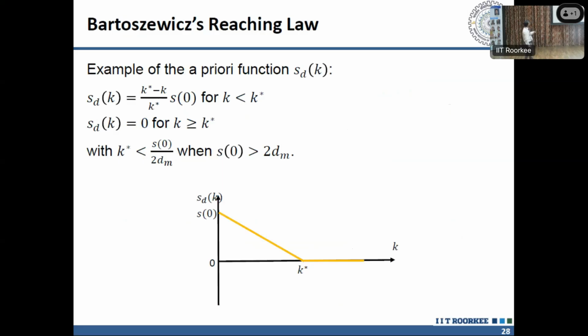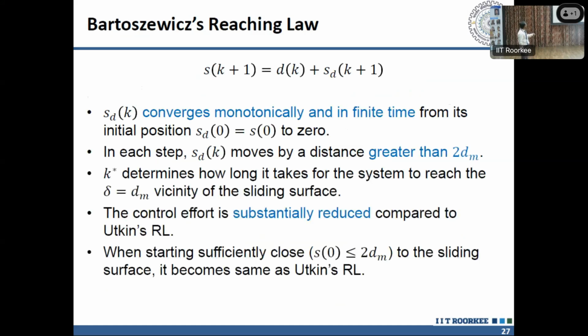And this function, if you plot, you see that this is linear in terms of k. So you start from somewhere, you have a linear slope to hit 0 at k star, and from there onwards you keep maintaining 0. This is called s_pk, the a priori function. So what happens is that in this particular reaching law, this part becomes 0, and from then onwards the actual sliding variable will be bounded by Dm.